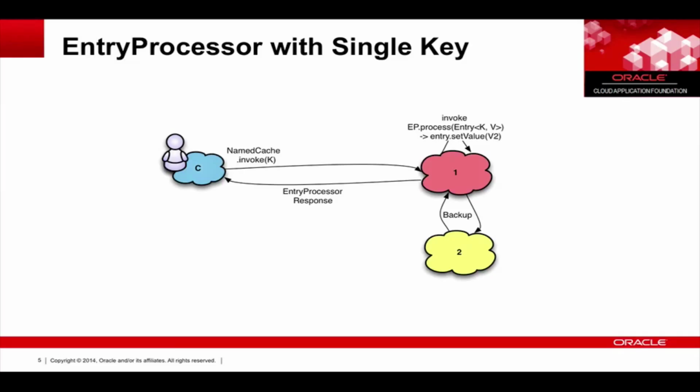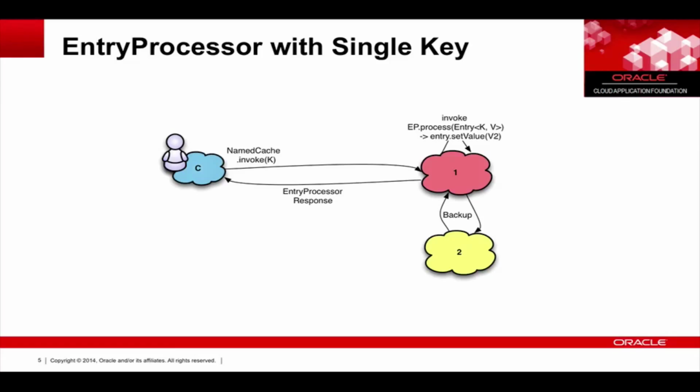That thread is free to do some other processing, and only when we hear back from the backup do we actually go off and post back to the client. Right, so all of that is asynchronous. But from the client's perspective, they did a NamedCache invoke, and the contract states that we need to return from that invoke with the result of the entry processor.